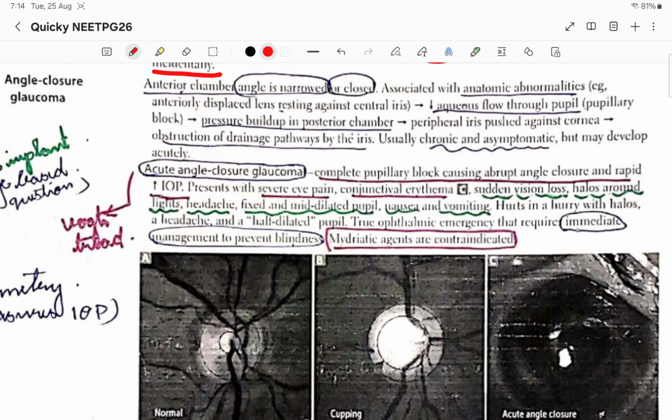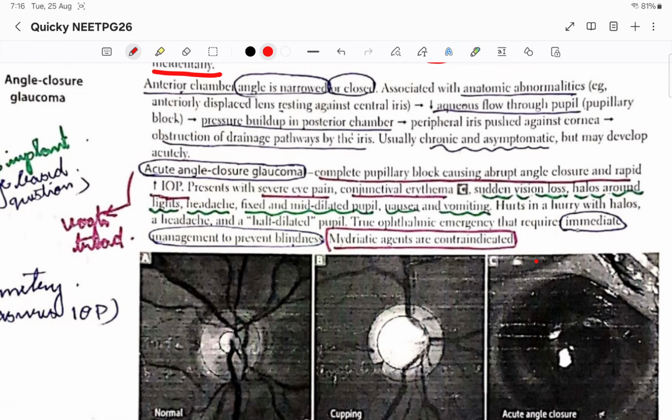The other associated features: there will be sudden loss of vision, which is the main thing. Then halos around the lights, headache, and a mid-dilated, fixed pupil. Nausea and vomiting are the associated symptoms. So what is the management? It should be managed immediately, or else it might lead to blindness.